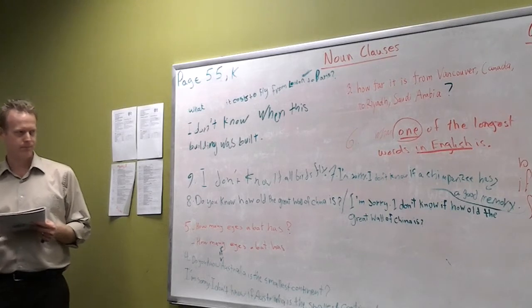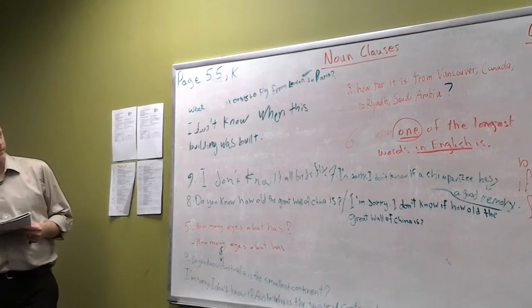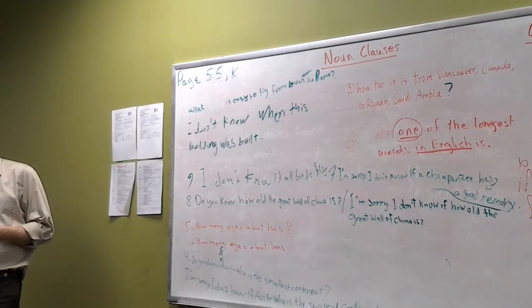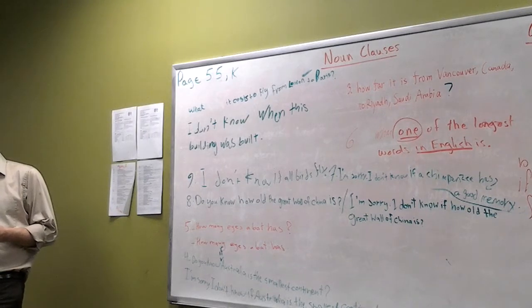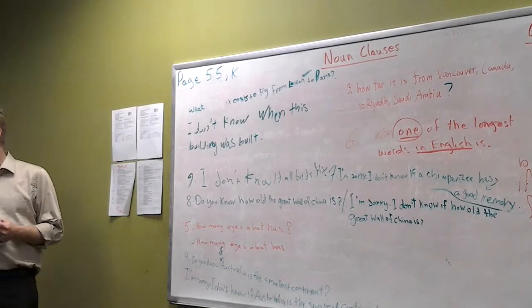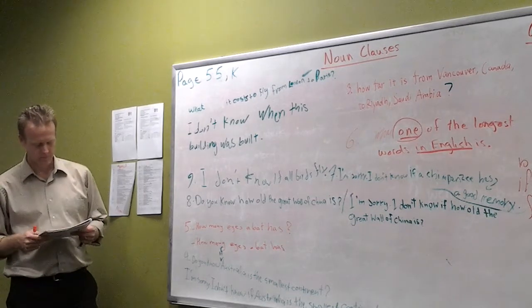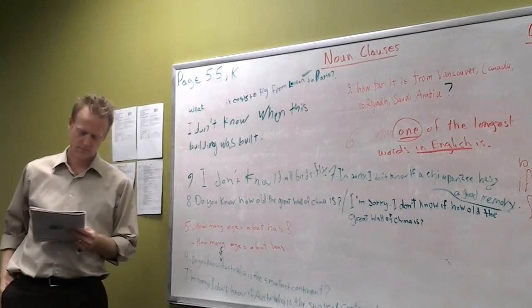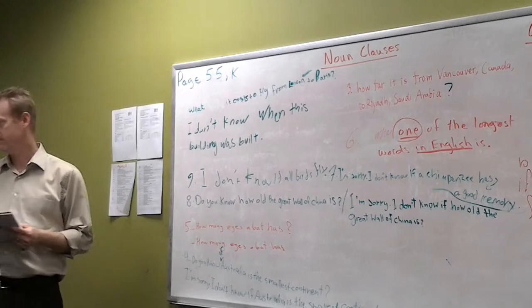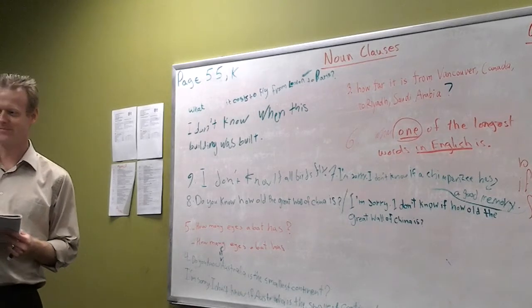Number 9. Me. Do you know if all birds fly? The answer: I don't know if all birds fly. You got it. And 10. Go ahead. Do you know if birds come from dinosaurs? Good. I don't know if birds come from dinosaurs. Very good. Everybody okay? All right.